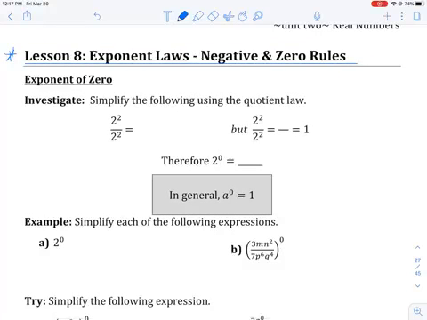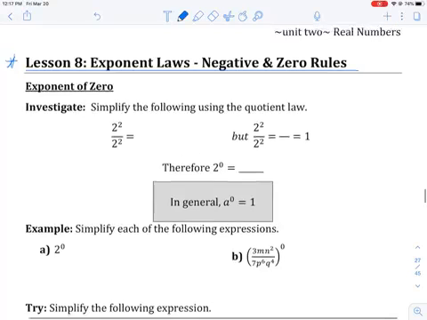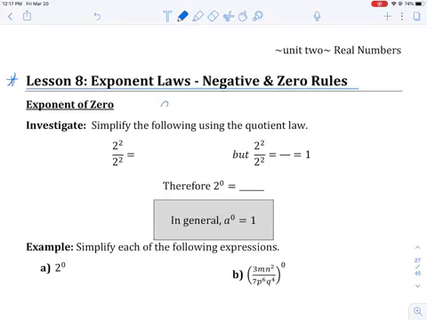So today we're going to look at Lesson 8, the exponent laws, specifically the negative and zero rules. We already know, because we've talked about this in class, that anything to the power of 0 is equal to 1. So let's investigate a little bit why that is.